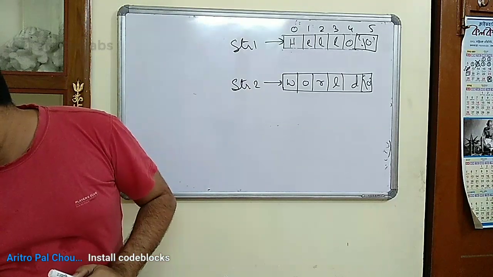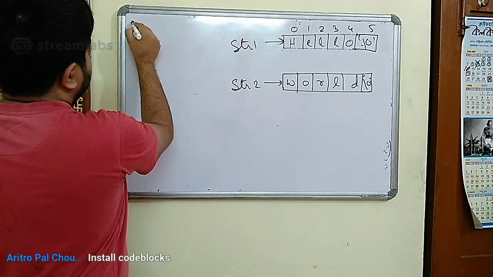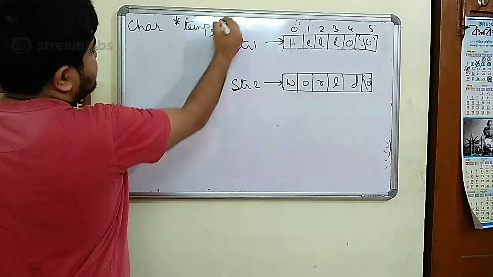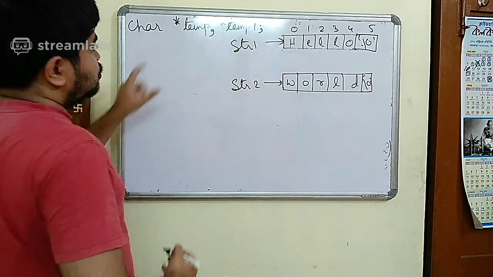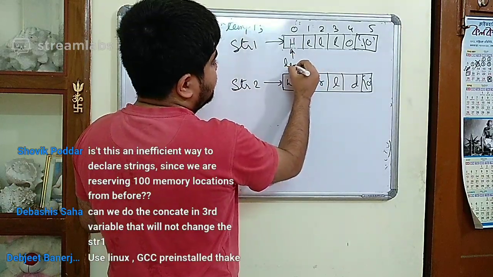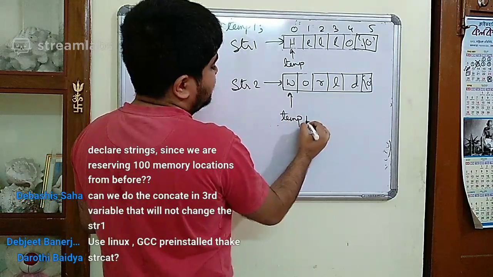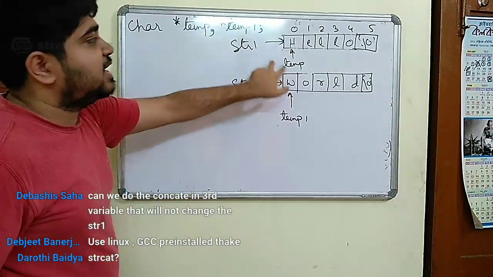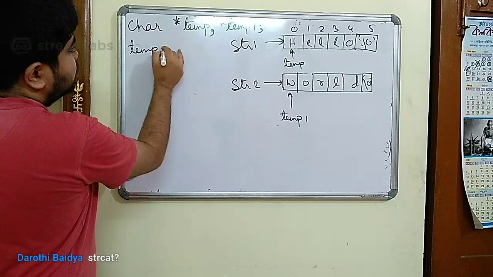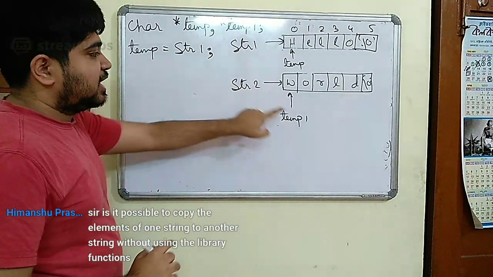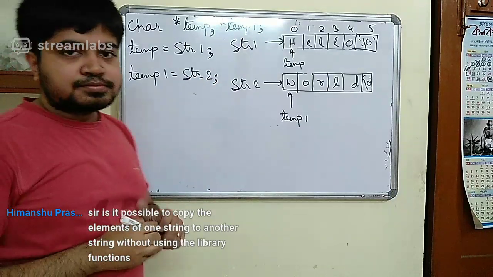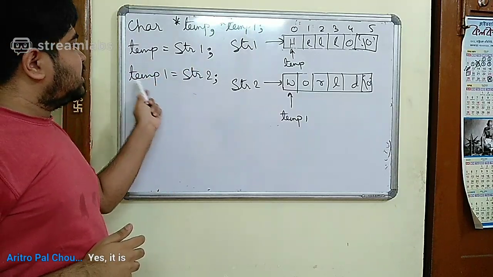Now, I'm taking two pointers, char *temp and *temp1. Temp will be pointing here, temp1 will be pointing here. So for that, what I need to do, simply specify whatever the content of str1 is, it is holding this base address, I will store it in temp. So simply write temp equal to str1. Again, for this also, I will specify temp1 equal to str2. So this is done. Temp is equal to str1, temp1 is equal to str2.